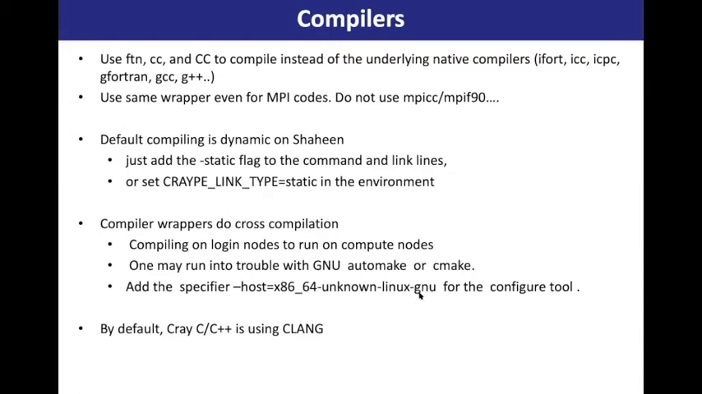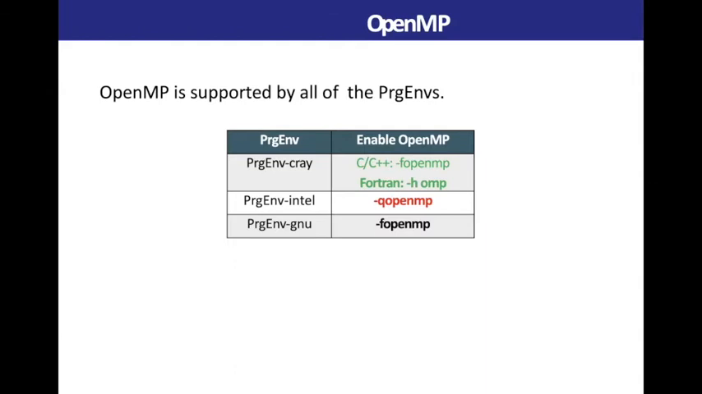Okay. Also, for the people who are looking to use Clang, Cray is by default for C and C++ using Clang. Okay. For the people who are doing OpenMP, you can use the flag -fopenmp for C and C++ because it's following the Clang. And for Fortran, you add -h omp. With Intel, it's -qopenmp, and with GNU, it's -fopenmp.